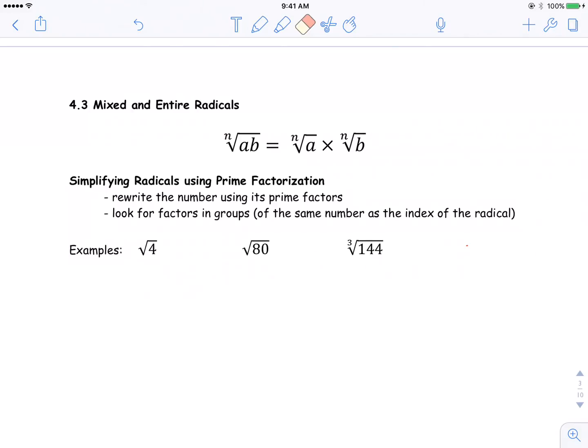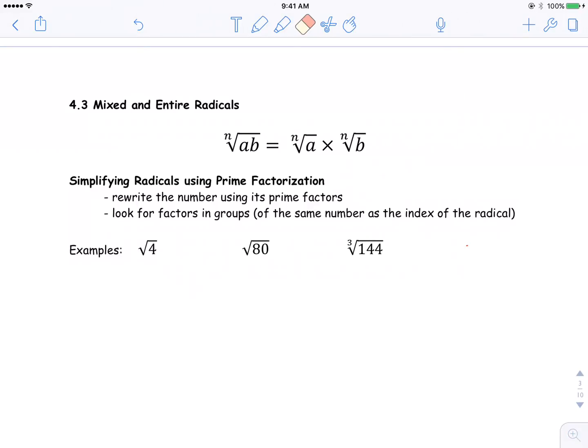Okay, so here we have section 4.3, mixed and entire radicals, and our first radical rule, really. Remember we had all those exponent rules in grade 9? Well, we have a number of different radical rules as well. And here's our first one.